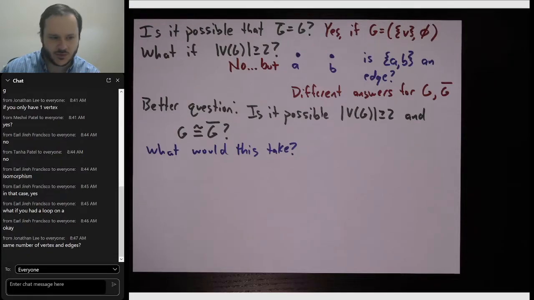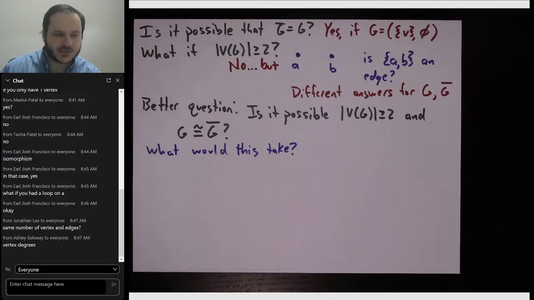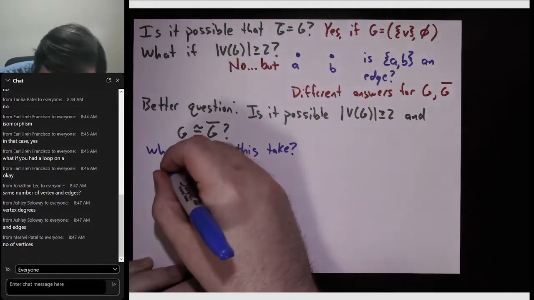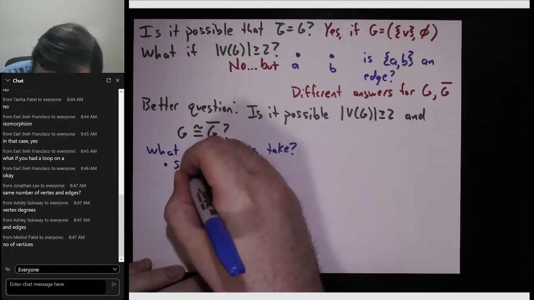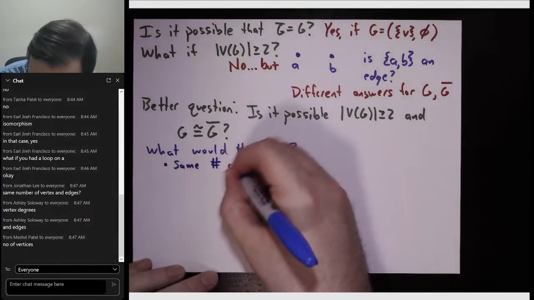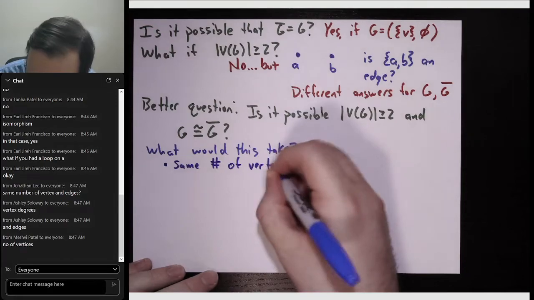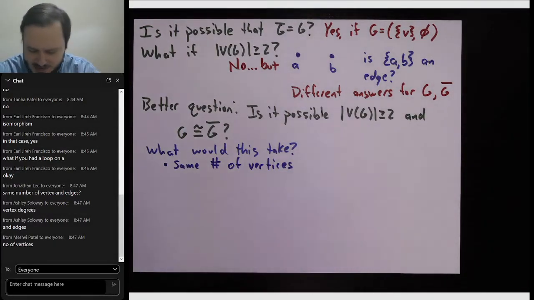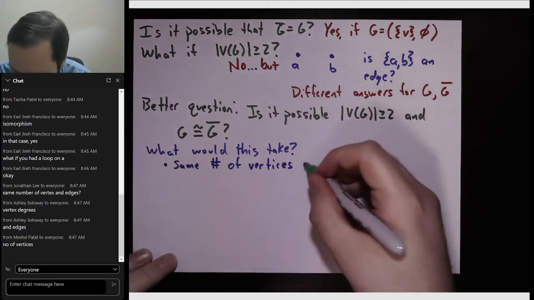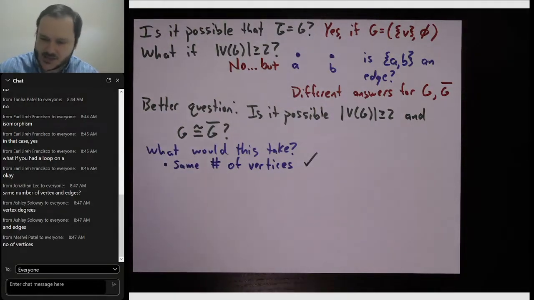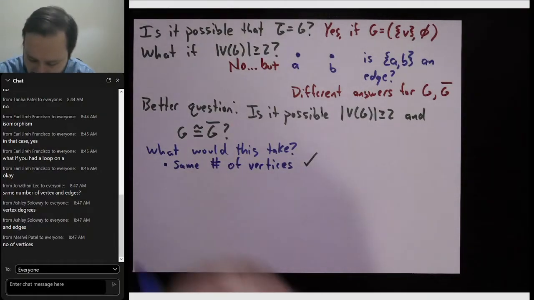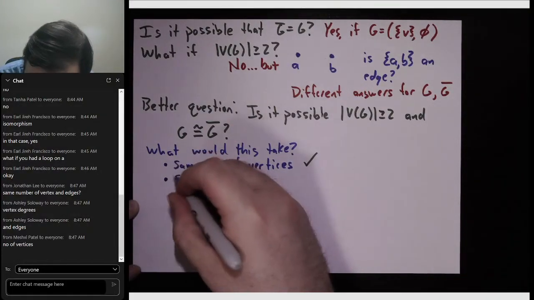What are things we look for? Same number of vertices, same number of edges. And then degrees is another good one. So, same number of vertices. That one we actually get for free because they're on the same vertex set, right? If you take a complement, you're always going to get the same number of vertices. Same number of edges, though, that's an interesting one.